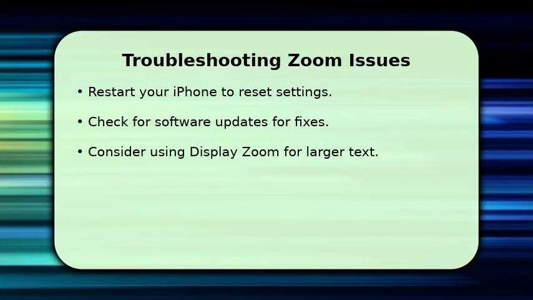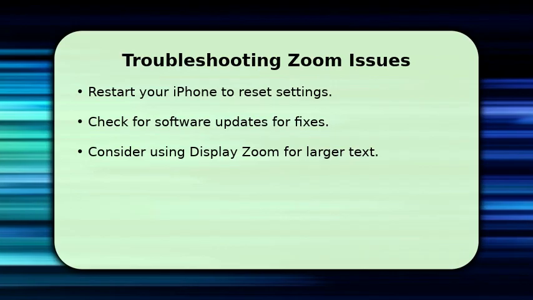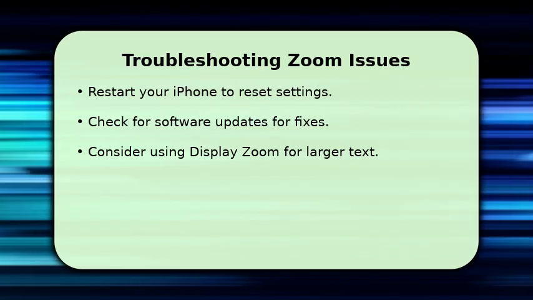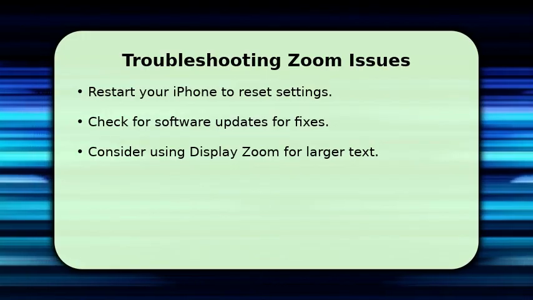If you are still experiencing issues with Zoom, a simple restart of your iPhone can often resolve minor glitches by resetting temporary settings. Always ensure your iPhone software is up to date, as updates frequently include bug fixes and performance improvements. If you primarily need larger text or icons without the dynamic magnification of Zoom, consider using the Display Zoom feature found in Display and Brightness settings for a more static, enlarged interface.